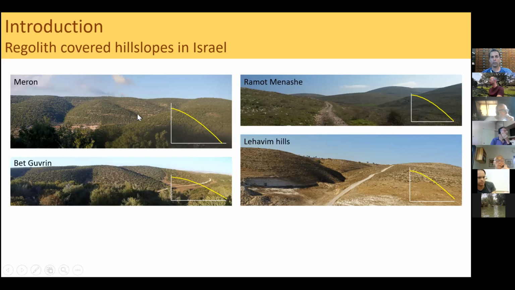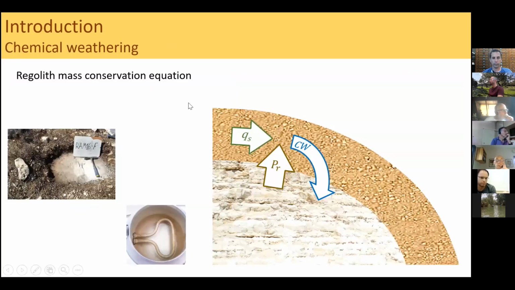So apparently this classic model, this over 100 years old model, should work and we can start using it to study the evolution of hillslopes in this area. But knowing the special environment in Israel and the East Mediterranean, we realize that there are a few things missing. So first is chemical weathering.